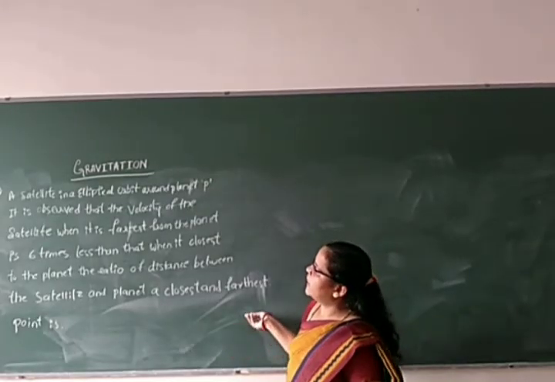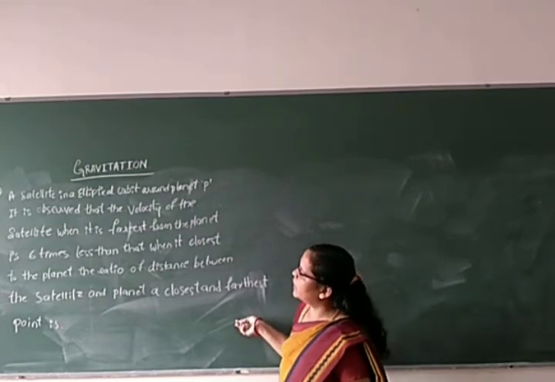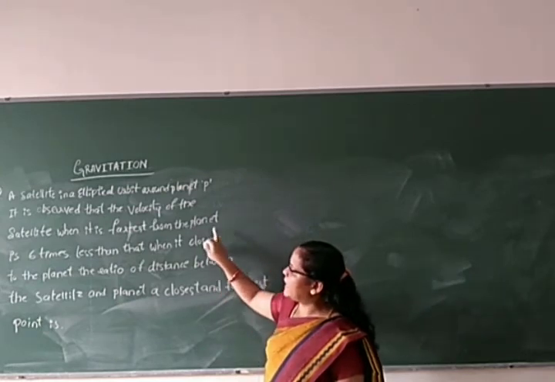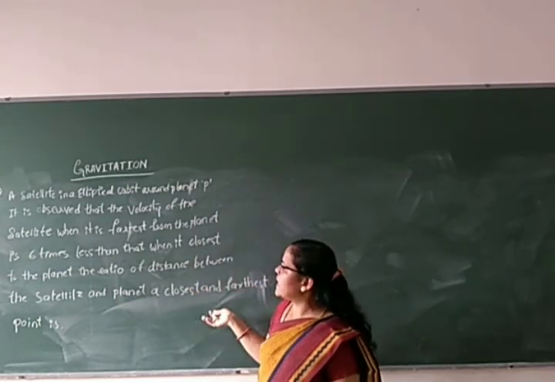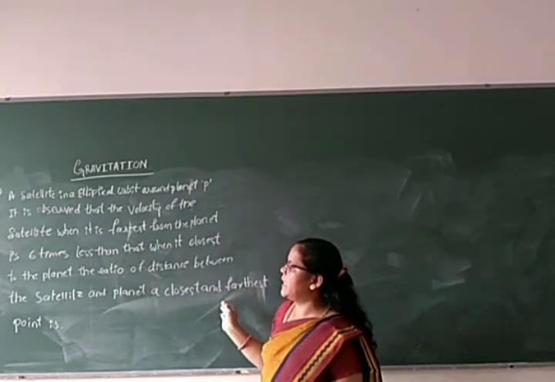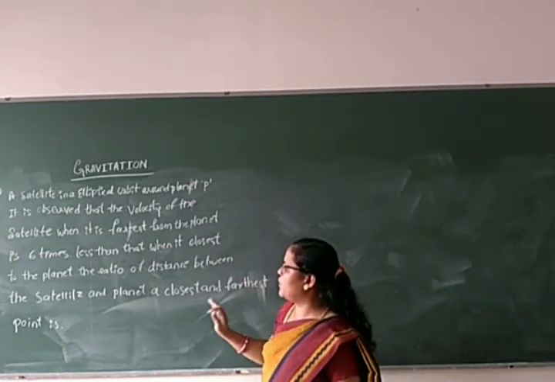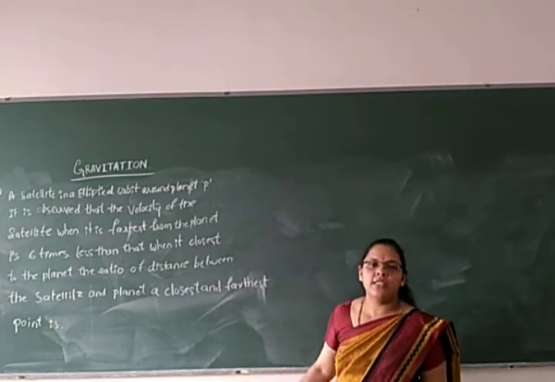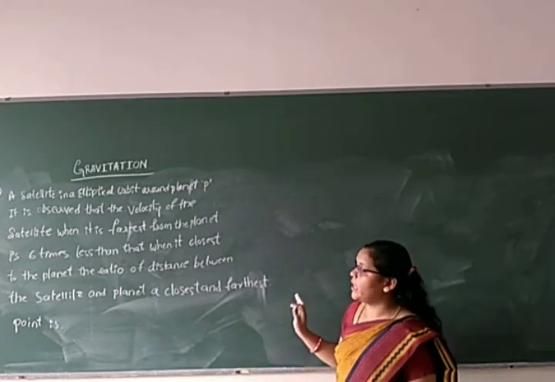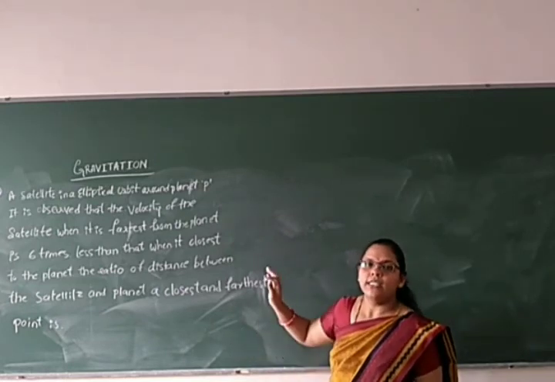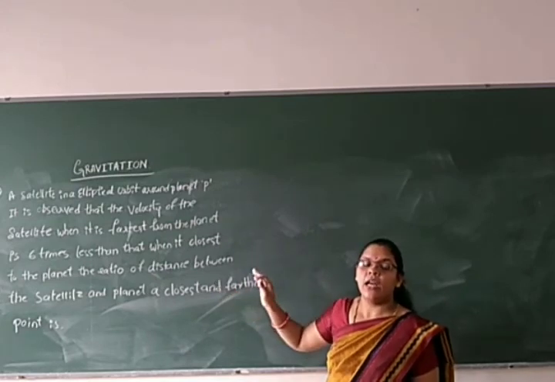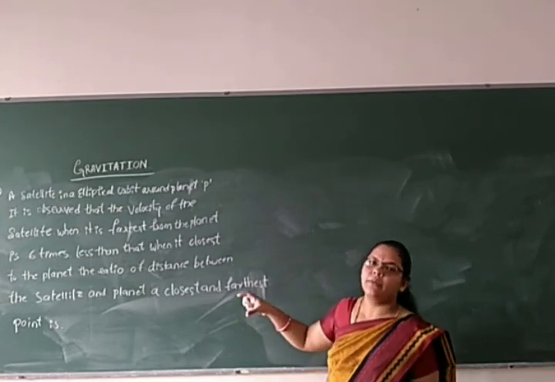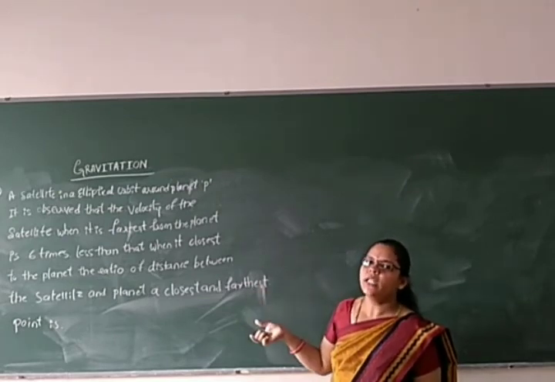A satellite is in an elliptical orbit around the planet P. It is observed that the velocity of the satellite when it is farthest from the planet is 6 times less than that when it is closest to the planet, and the ratio of the distance between the satellite and the planet at the closest and the farthest point is asked. This is the question given here. We are going to find the radius of the satellite nearest to the planet, and what its velocity will be nearest and farthest from the planet.